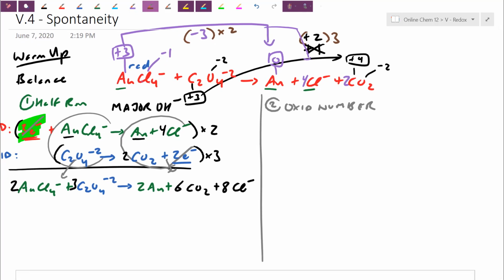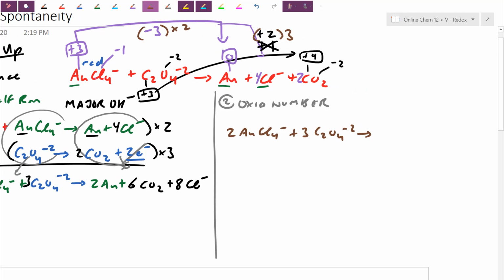Right, so we're going to scale it up by 2. I'm going to have 2 AuCl4 minus. For the other one here, it already was a +2. I need to scale it up by 3. So I'm going to have 3 C2O4 2 minus. This ends up giving you here 2 of the gold, 8 of the chloride, 2 times 4. And then I'm going to have 6, 3 times 2, CO2.